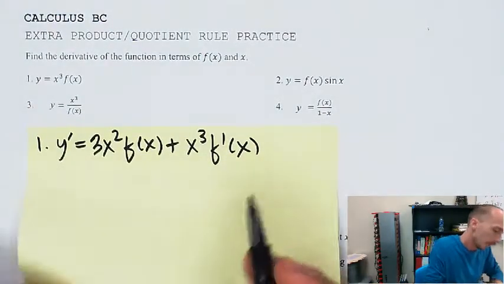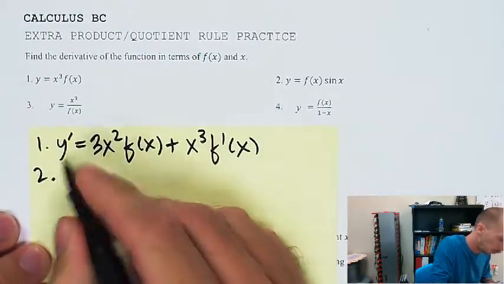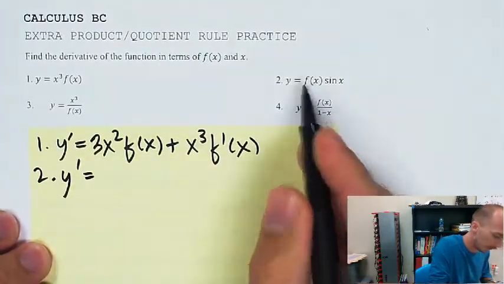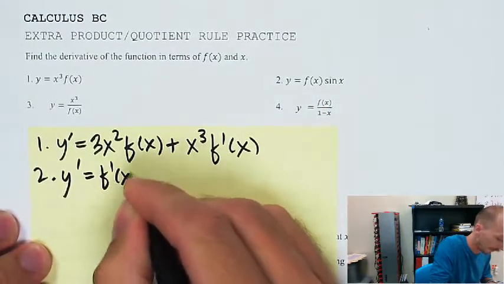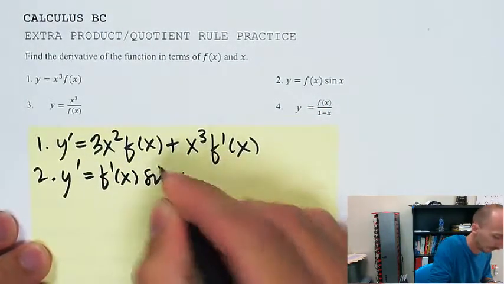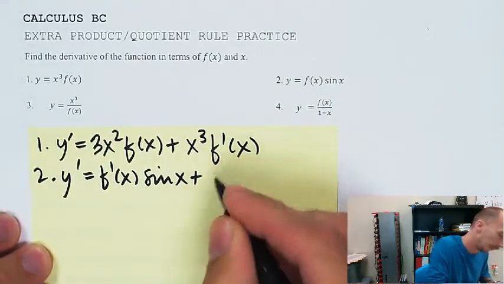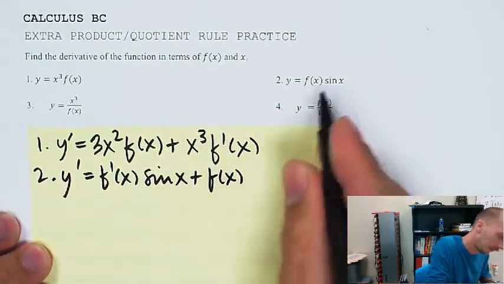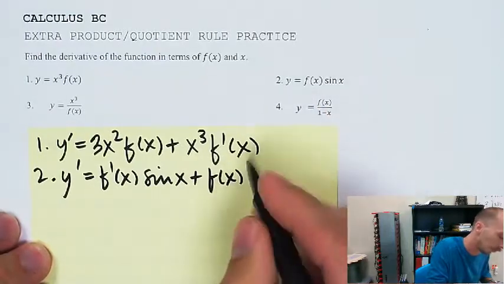Okay. Then, number two, y prime is going to be take the derivative of f, leave sine x the same, then add in, leaving f of x the same, taking the derivative of sine, which is going to be cosine.